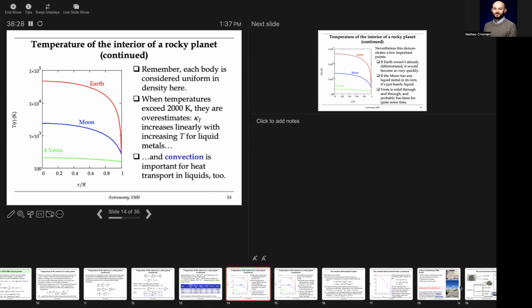That's not true. When they exceed about 2,000 degrees, that probably overestimates because, of course, the diffusivity changes linearly, and diffusion is not the only form of heat transport. Okay? Convection is important too, particularly when it does become liquid. Okay? Examples of convection are all my analogies of food.